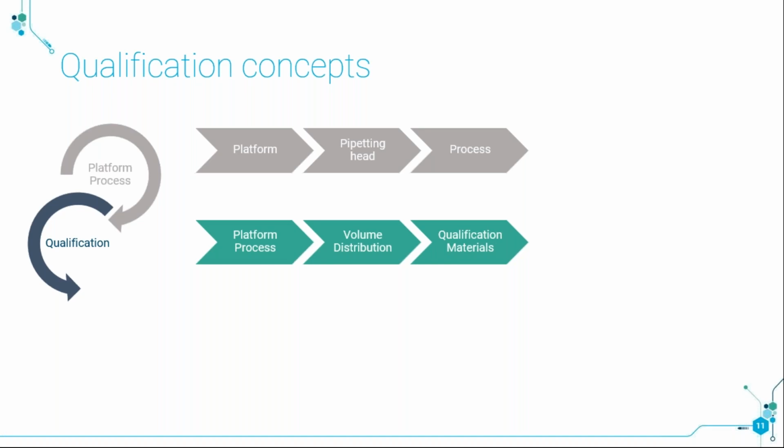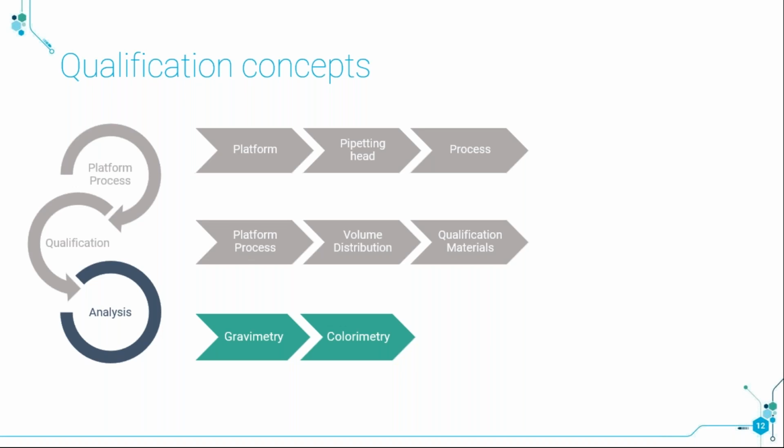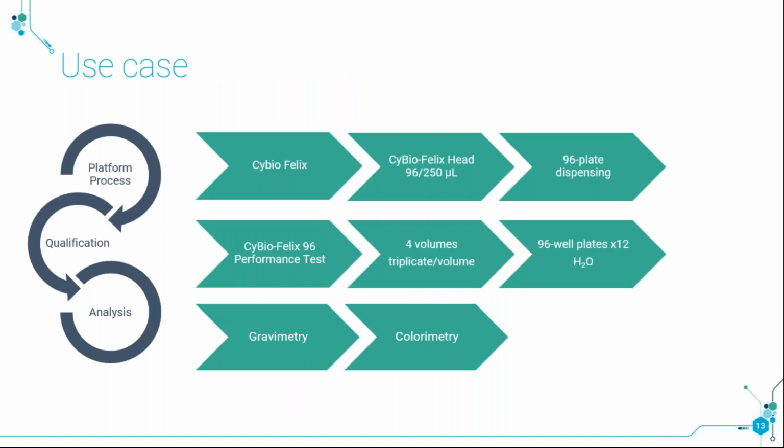Well, you can transpose it into the application, and the sum of all this information will be the qualification. It's actually your experiment. And once you've created your qualification, you will add information coming from gravimetry and/or colorimetry analysis.